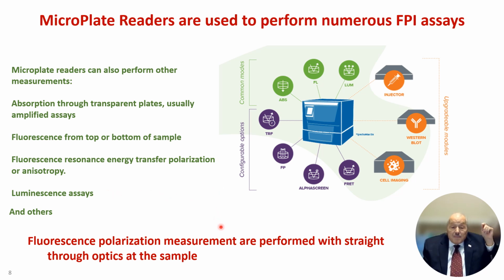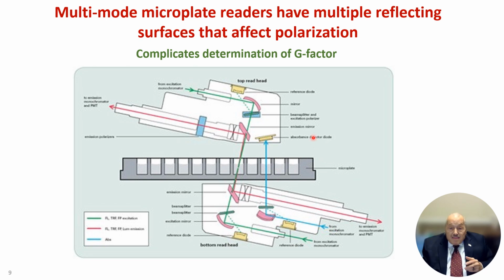But there's one special thing about these instruments that I wanted to bring your attention to, because all of the fluorescence polarization measurements we spoke about used L optics. That is, the excitation was along one axis and the observation was on an opposite axis that was perpendicular to that. So how do you get a G factor? We knew, well, let's see, the instruments are complicated.